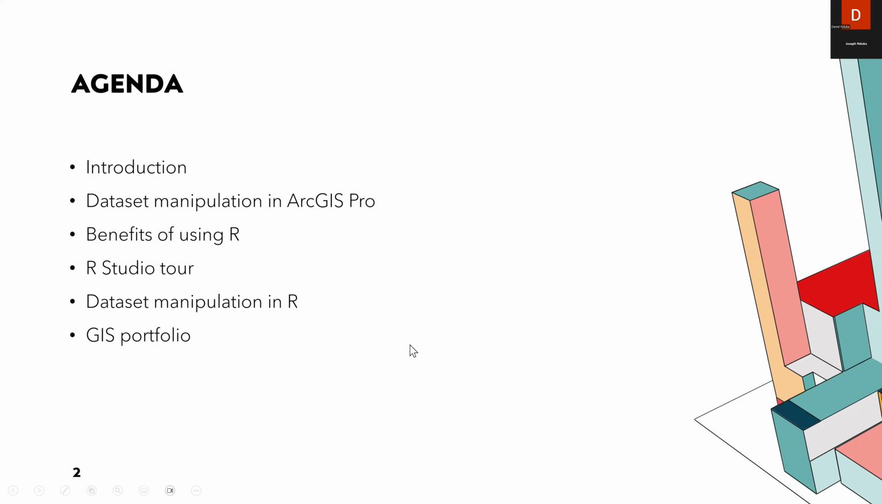As I mentioned, I'm a graduate student. I'm also a graduate assistant at NCCU. And today, I'm going to be taking you through some data manipulation that I did in ArcGIS Pro. And we're going to be repeating some of that in R using some of the R libraries that are available to us for manipulation purposes and for wrangling purposes. We're also going to be talking about some of the benefits of R. I'm going to take you through the R Studio, and then lastly, we'll talk more about myself in my GIS portfolio.